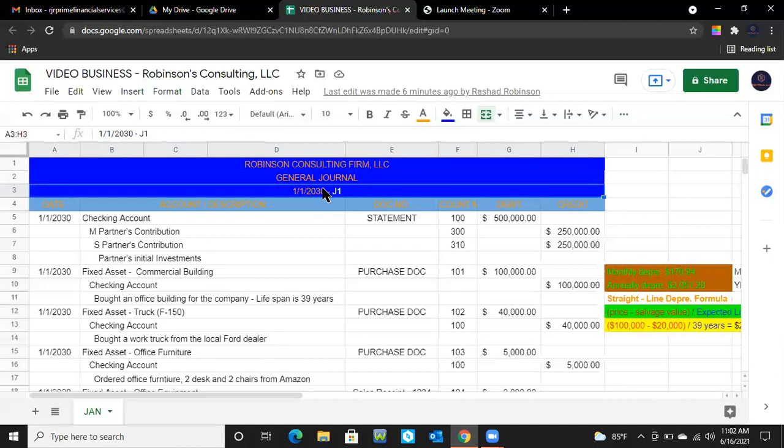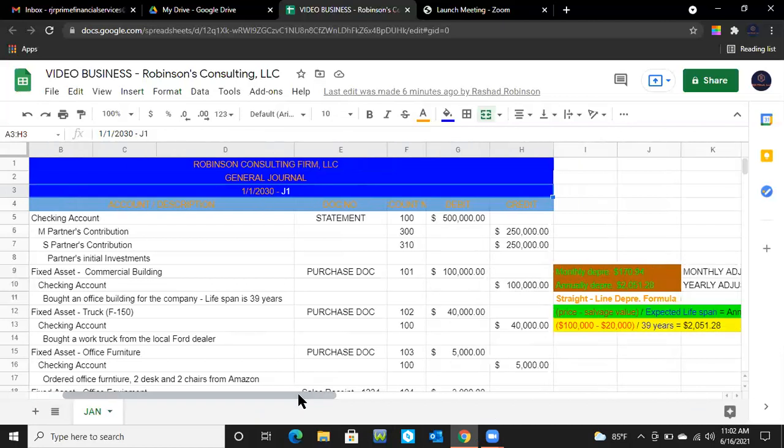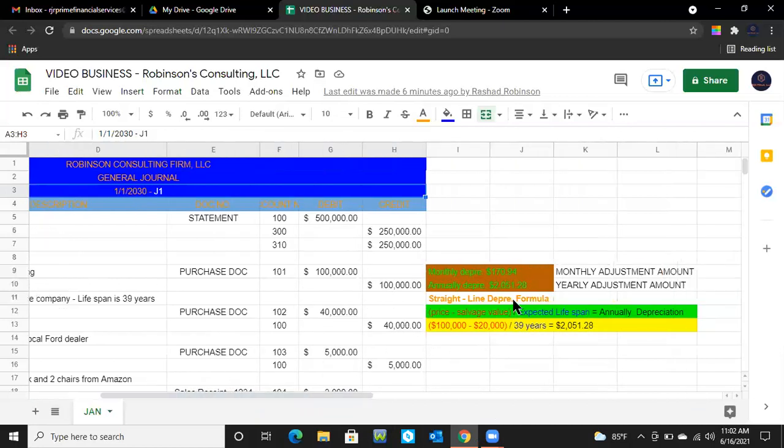So the first asset we bought was a commercial building, which came out to be $100,000. As you see over right here, off to the side, I created a depreciation for the building. So right now we will just use the straight line depreciation formula, which is price minus salvage value divided by the expected lifespan of the asset, and that will give you the annual depreciation.